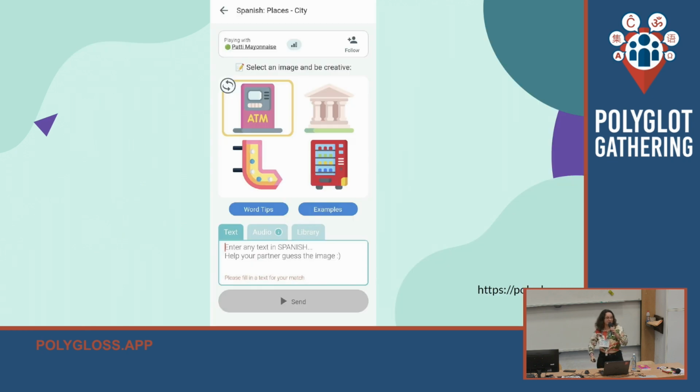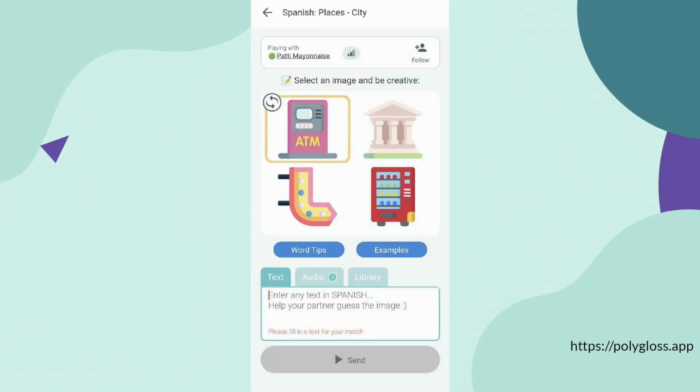And so here's an example of a match. This is a Spanish match, and I selected the first image over there. And I can say, for example, something like, necesito sacar dinero, necesito buscar esta máquina. So I need to cash out some money, and I need to find this machine. And then the other person will have to guess between these 4 images which one I'm talking about, which is the first one.